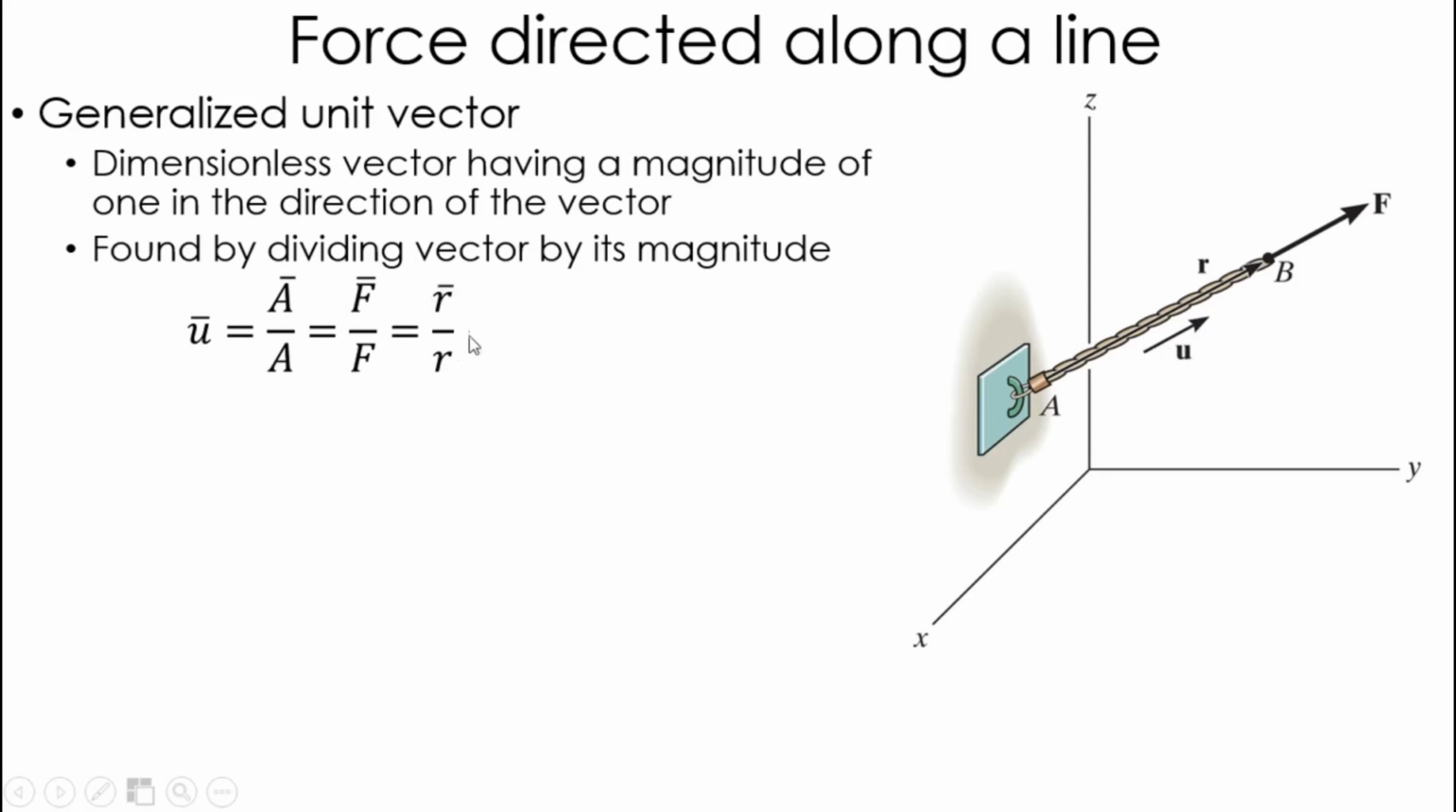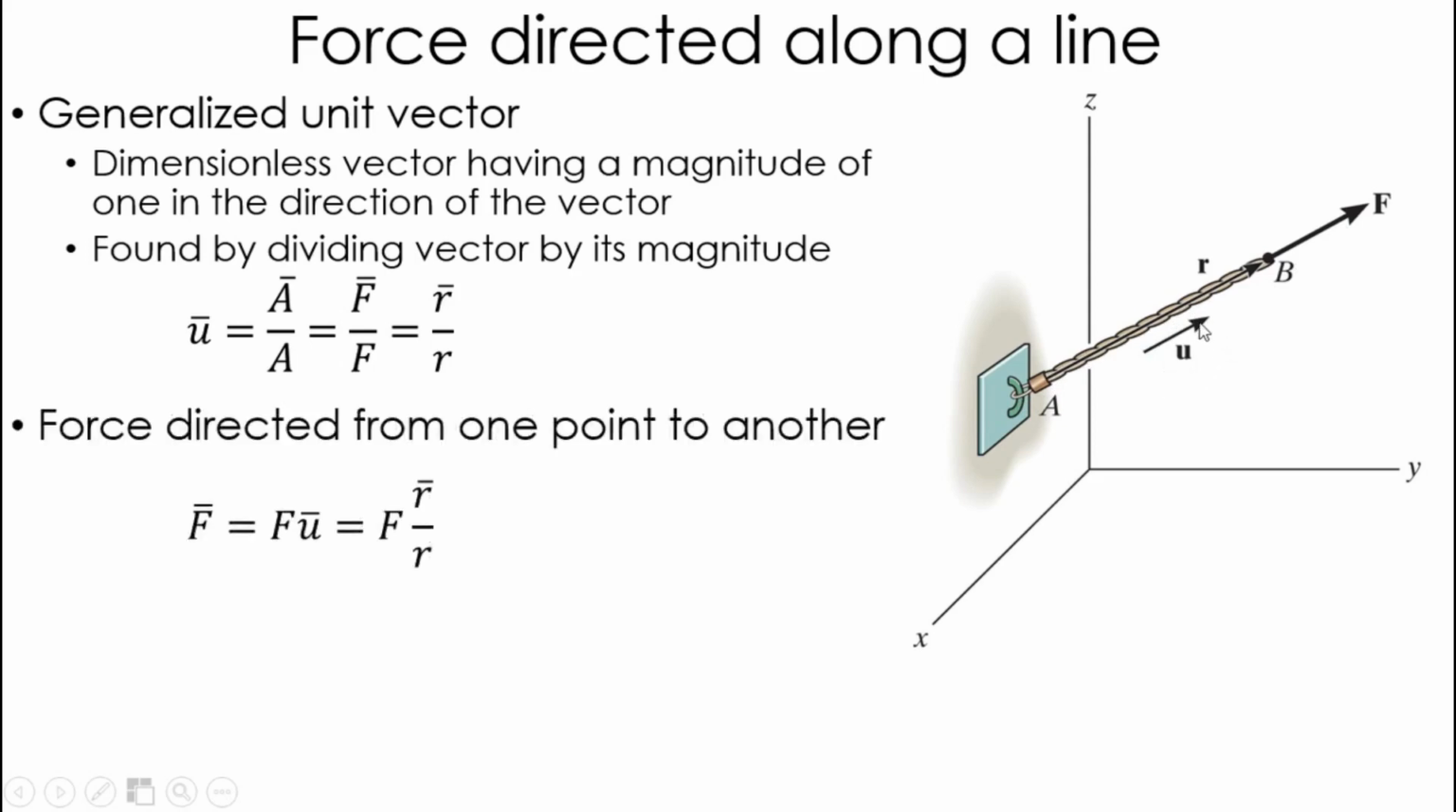Likewise, what we typically do is we use the position vector. So if I know the position from A to B, if I can find that r vector going from A to B, I can find the magnitude of it by taking the square root of the sum of the squares, and just divide that r vector by its magnitude and get that unit vector.